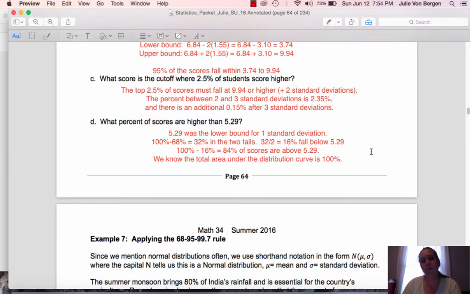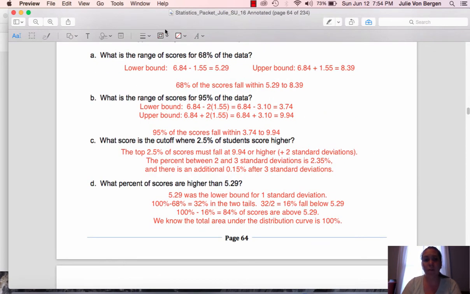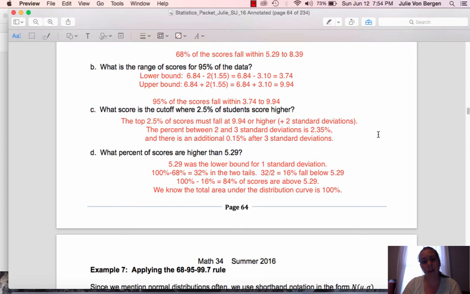Part D asks, what percent of scores are higher than 5.29? So remember, 5.29, if we look back, was the lower bound for 1 standard deviation. So we know there is 68% within 1 standard deviation. So if we do 100% minus 68%, that leaves us with 32%. But remember, that's divided between 2 tails. So they're just asking about higher than 5.29. So we can think about the complement idea and think about, well, how much is less than 5.29? So if we take that 32% in the 2 tails, divided by 2, we get 16% falling below 5.29.